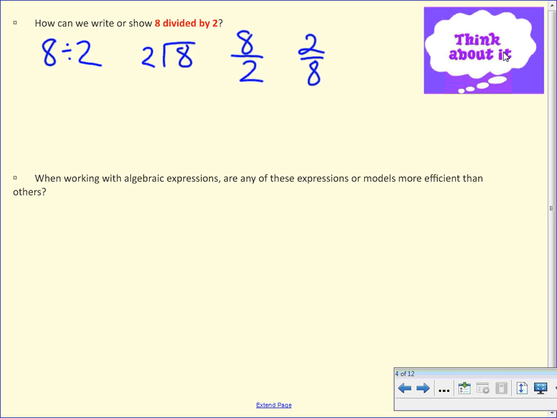So now if we're working with algebraic expressions like we have it, which of those models do you think would be easier to use? Which would be the easiest, do you think?